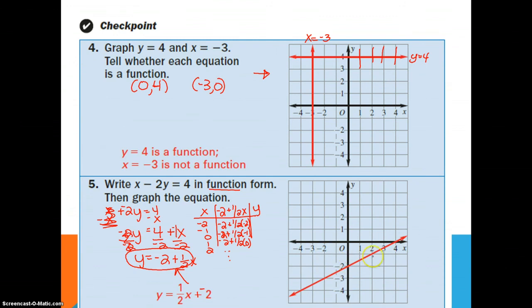Your graph should look similar to this. Double check your points. If you have any questions about how to change an equation into function form, please ask. That's probably the most important thing you can get out of this lesson.